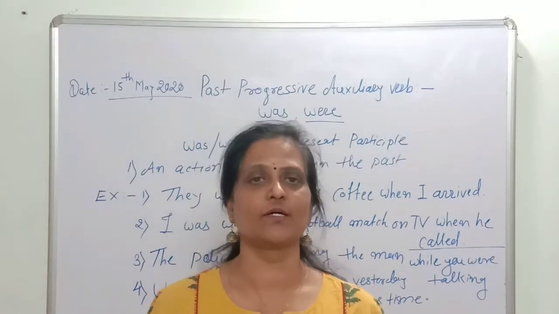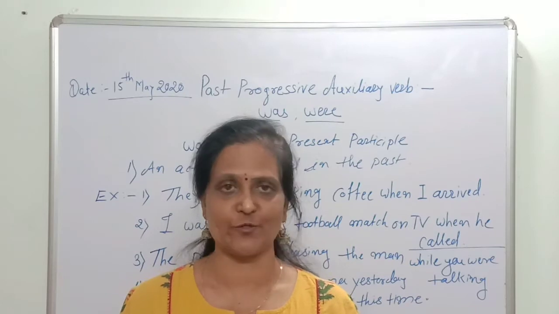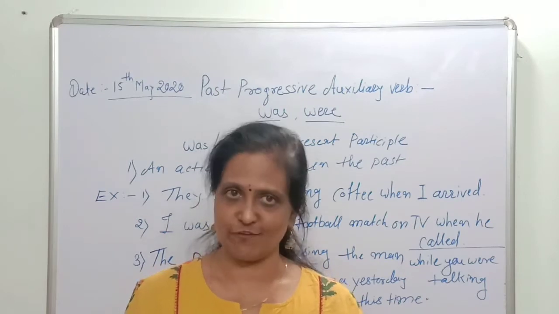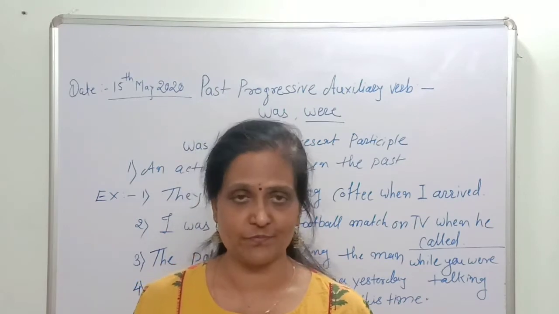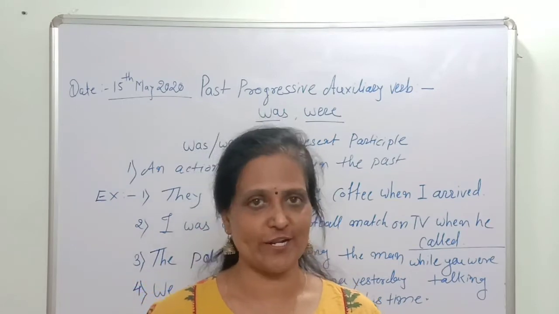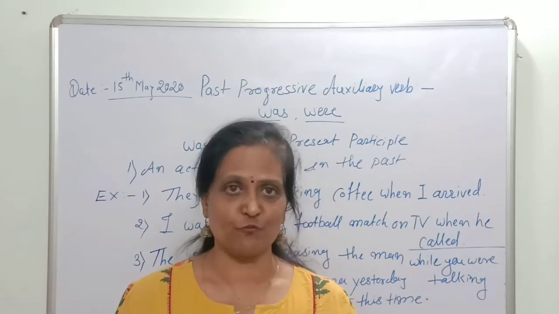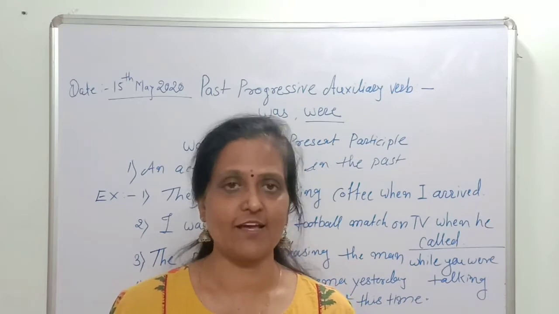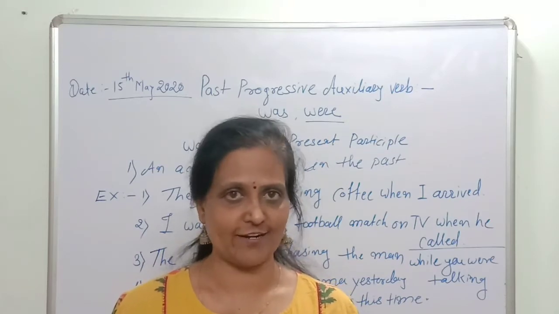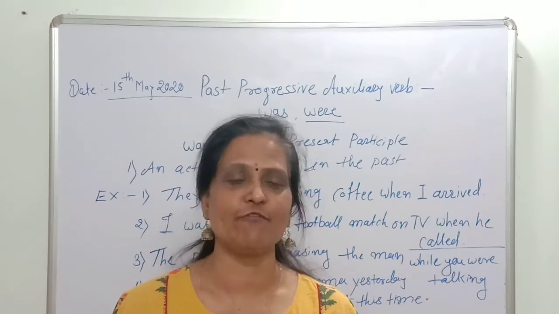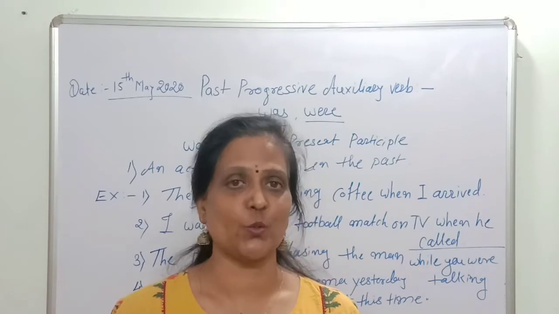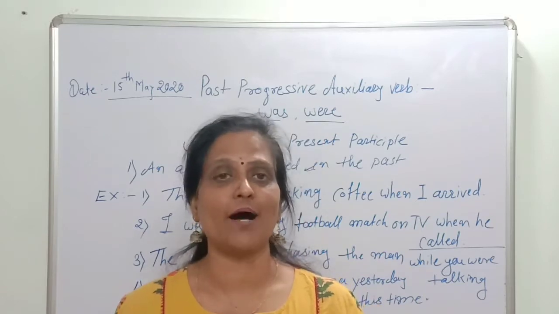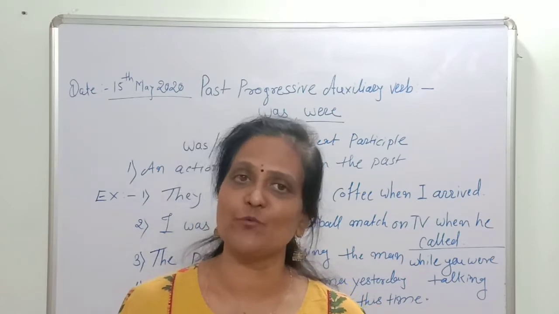I will teach you another two auxiliary verbs, was and were. Was and were are auxiliary verbs. They are called past progressive auxiliary verbs. We learned was and were as linking verbs, right? We had learned was and were as linking verbs. Also we had learned that we use was and were for the past tense to show an action happened in the past. Now was and were are called past progressive auxiliary verbs.